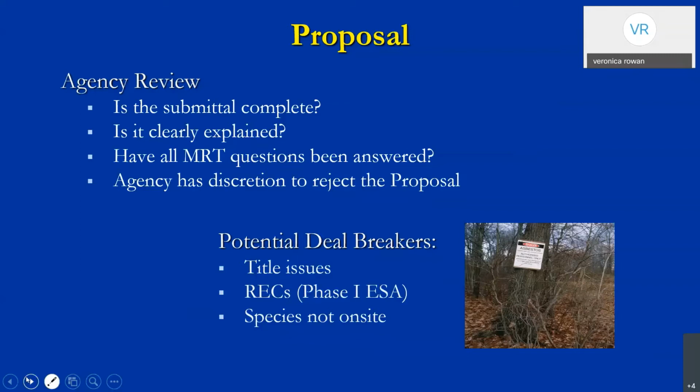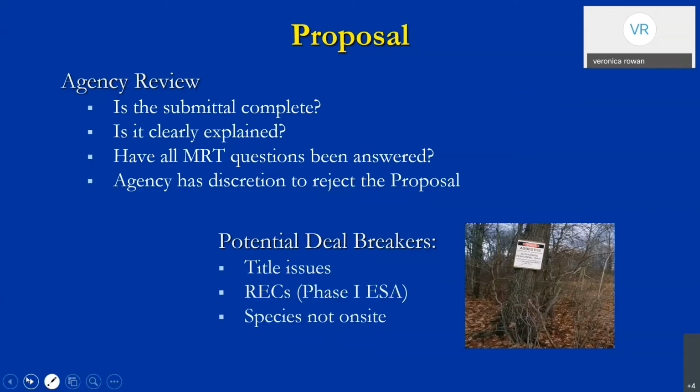The Phase 1 environmental assessment shows that there's a recognized environmental condition on the property, where there was, like I said, a hazardous substance or a petroleum product on or in the vicinity of the property that may preclude the use of this land for this particular mitigation project.